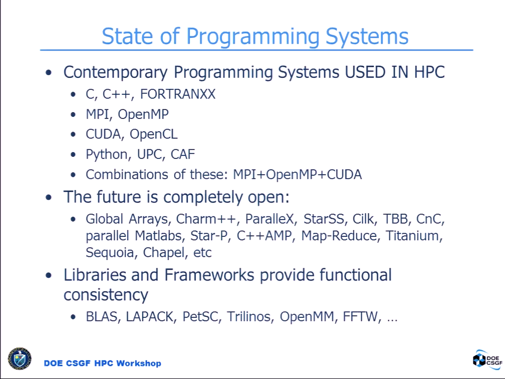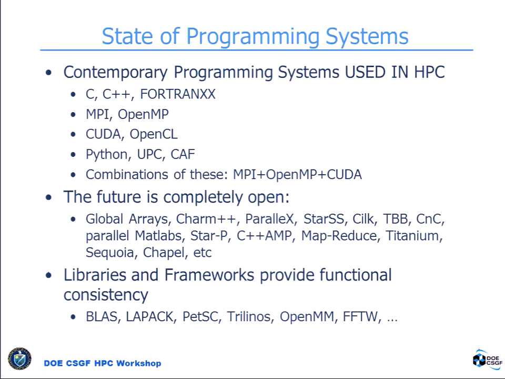If you look at the state of programming systems today in HPC, what you see is a list of a lot of things you guys probably already know. C, C++, some version of Fortran, MPI and OpenMP. Lately, CUDA and OpenCL have started to be used to program GPUs. And then, of course, people use things like Python and Unified Parallel C, Co-array Fortran on a selective basis, and it's very application specific. But those are things that we can point to as examples that are in use today. Now, the future is completely open.